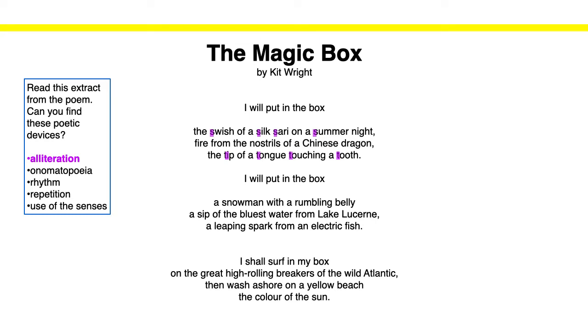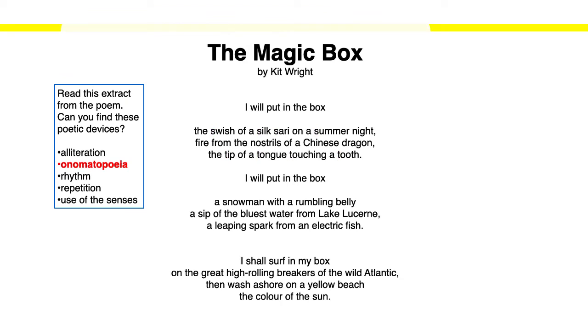The next thing we're going to be looking for in Kit Wright's poem is onomatopoeia. Now, onomatopoeia is when a word represents a sound, such as pop, bang, crash. Read through the poem and see if you can spot the onomatopoeia. Press play when you're ready to carry on.